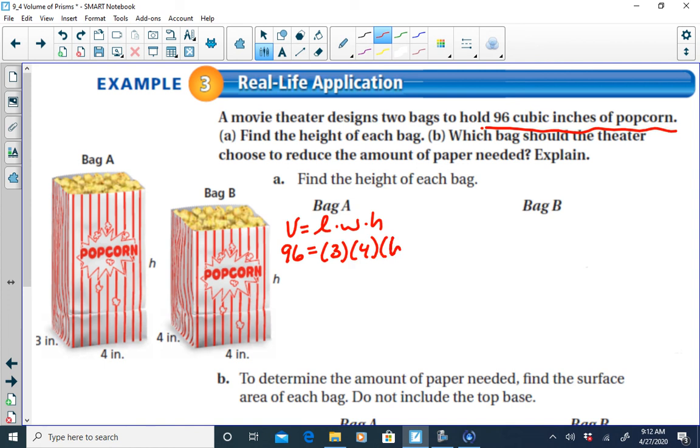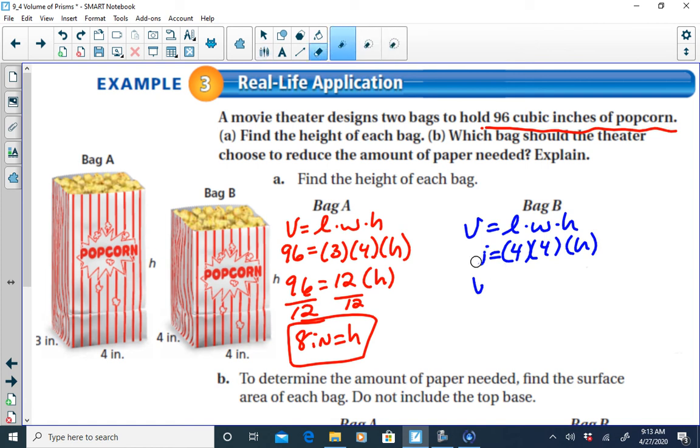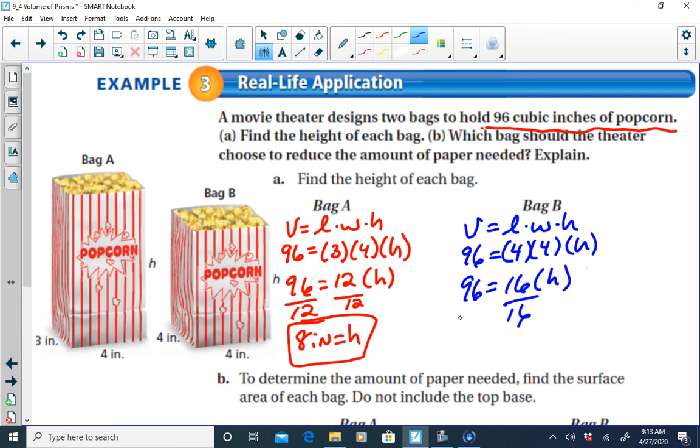And we're asked to find here the height. So we have 96 is going to be equal to 12 times h. When we divide both sides by 12, we wind up with 8 inches is equal to the height of that first bag. Try that for the second bag. Volume is going to be length times width times height, so 4 times 4 times h. We're replacing V with 96. So we have 96 is going to be equal to 16 times h. Divide both sides by 16. We wind up with 6 inches is going to be equal to the height of the second bag.